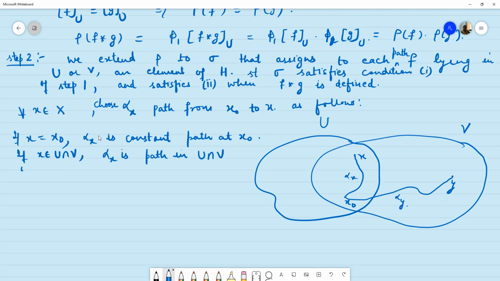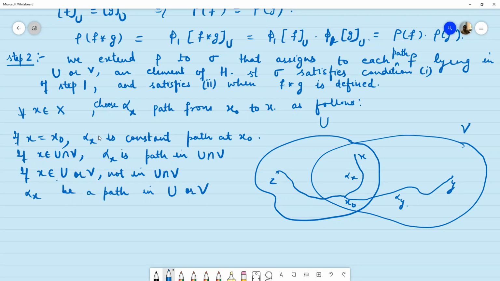If x lies in U or V and not in U intersection V, just like this, y belongs to V but not in the intersection portion, then alpha x is chosen to be a path in U or V. Means if, for example, this y lies in V, then the whole path from x0 to y lies in V. Similarly, if we take a point z in U, then the whole path from x0 to z lies in U. So we choose paths alpha x to be like this.